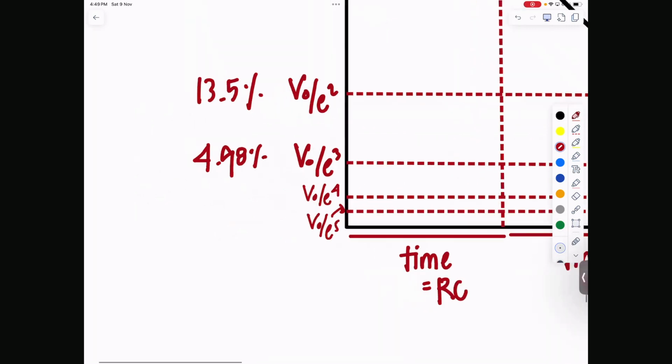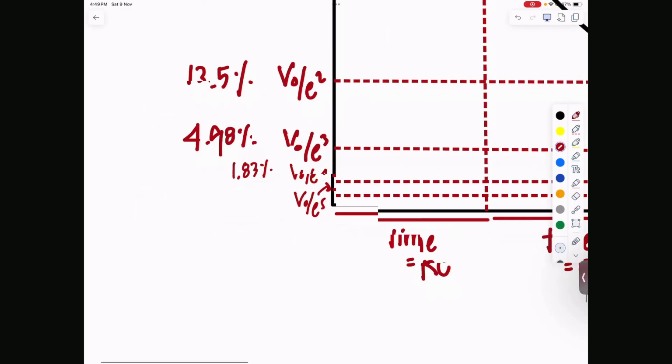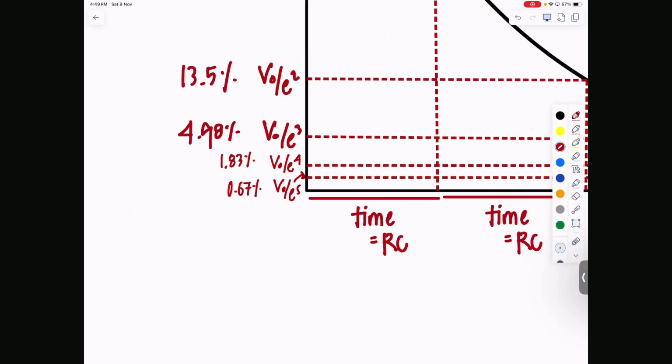Can you tell me these? 1.83%, and what's 0.67%? Just for the sake of science, what's 1 by E to the power 6?